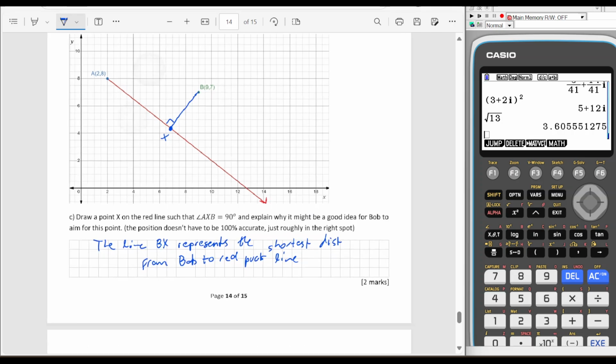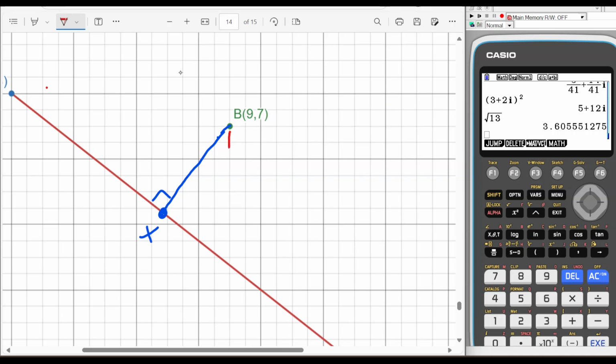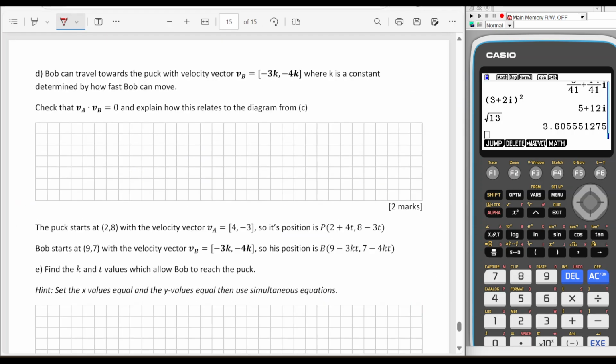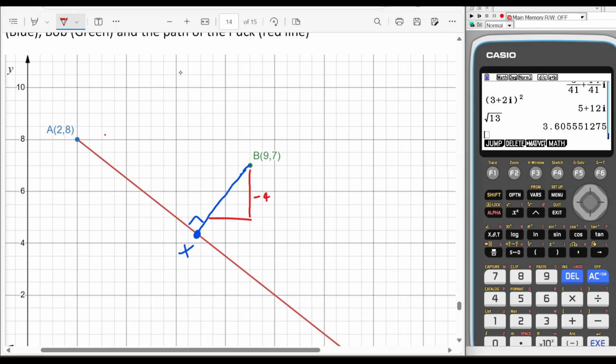You can actually sort of see it. So imagine this is a vector. Every time Bob travels down 4, have I got that right? Yeah. Every time he travels down 4, he's traveling across 3. So he's traveling that way. But we don't know how fast. So I've just whacked a K on there. And if K is bigger, he's traveling faster. If K is smaller, he's traveling slower. Anyway, so that's where that comes from.